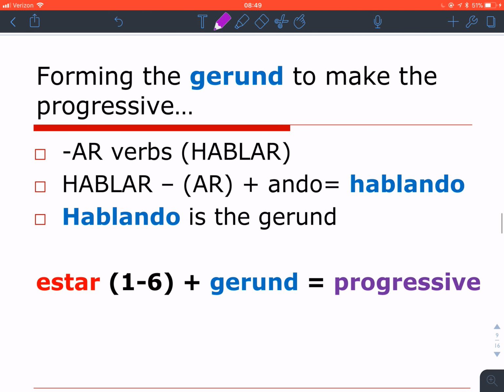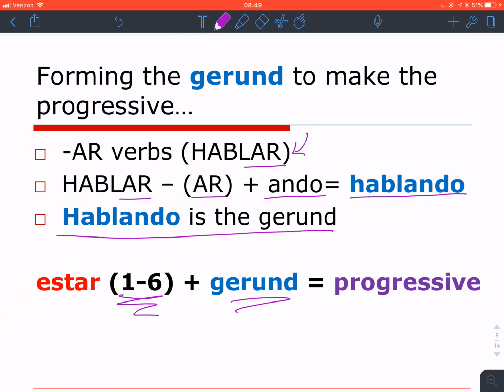How do we form the gerund? Well, we start with an infinitive. This one is hablar. And we're going to take off the AR, like we would do in the first steps of conjugation. But instead of adding six different endings, we're only going to add one ending, and that's ando. So it turns into hablando. Hablando is the gerund. So if I add one of six forms of estar plus a gerund form, I get the progressive. If estar is in the present tense, then I get the present progressive.